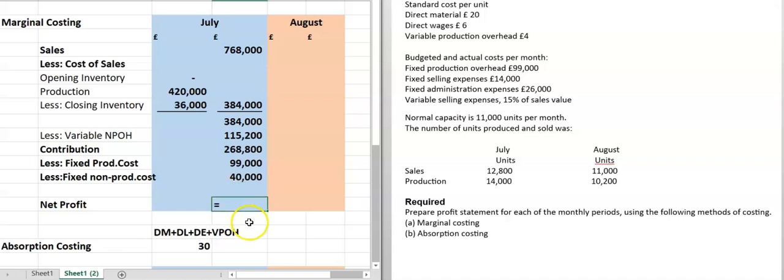Then after that, you have to calculate the net profit. That means you start from contribution, minus the fixed production cost and minus the fixed non-production cost. Your net profit will be 129,800.